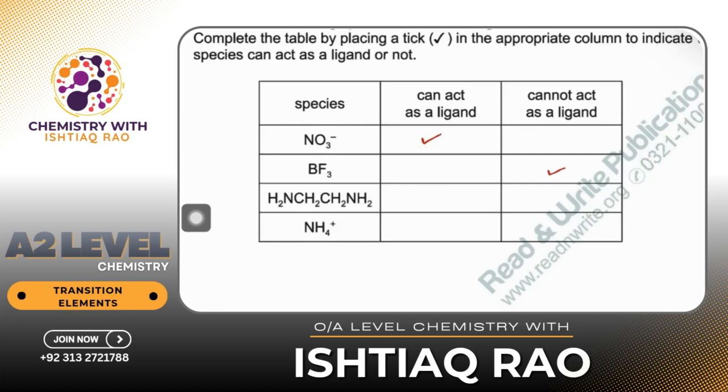And I can say yes, because it has a nitrogen, it has a lone pair of electrons, right? And no for ammonium, because positive means that there is no lone pair. For a ligand, they must have a lone pair of electrons. Okay, everything is quite clear. It's very easy, right?